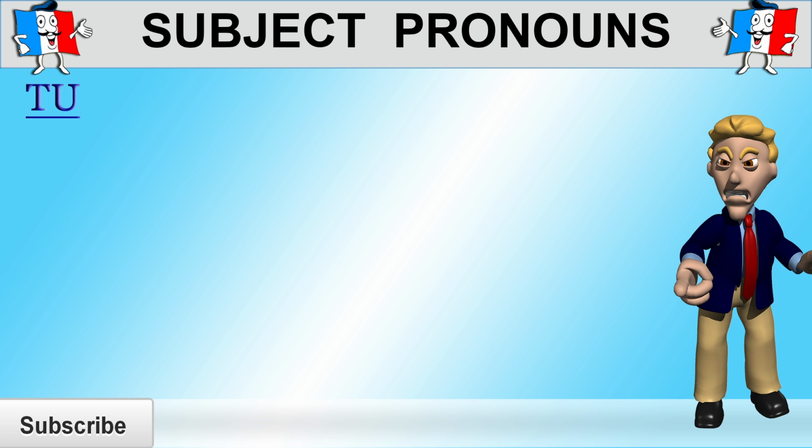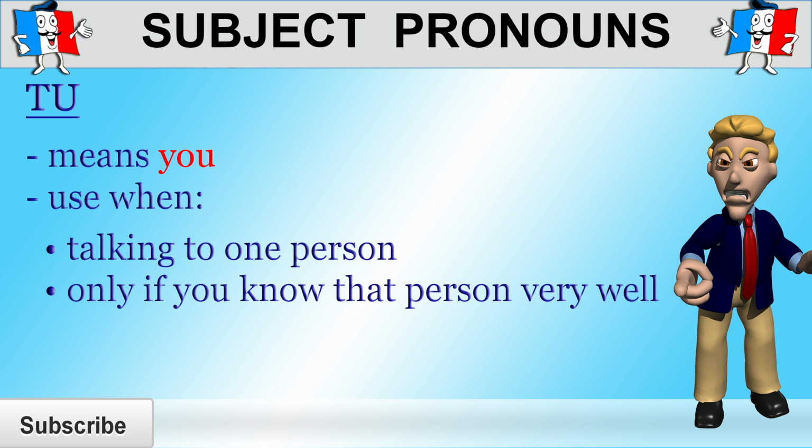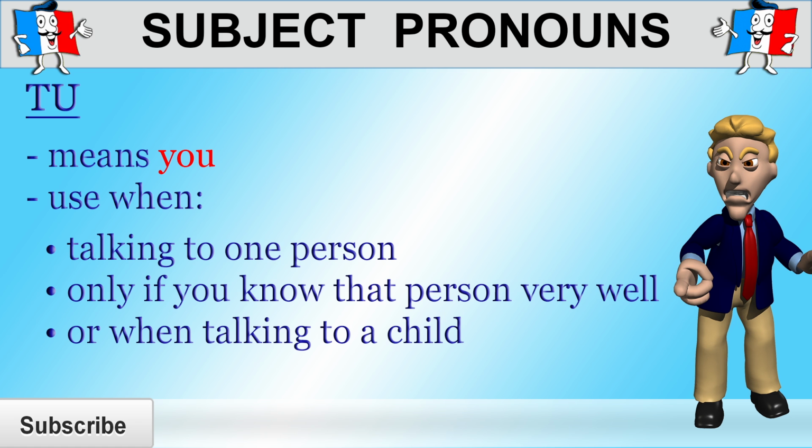Now let's have a look at tu. Tu means you, but as you may know, there are actually two ways of saying you in French, depending on who you're talking to. You should use tu when talking to just one person, but only if you know that person very well, such as a friend or a family member. You should also use tu when talking to a child, regardless of whether you know them very well or not.